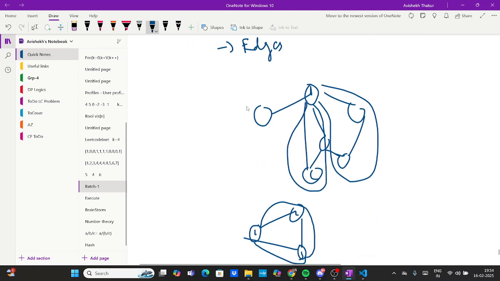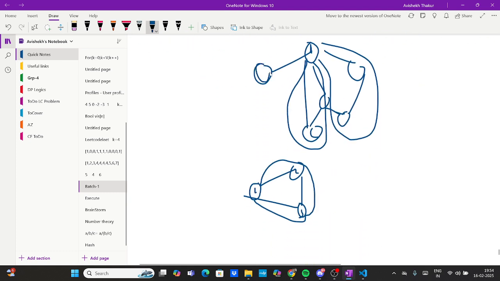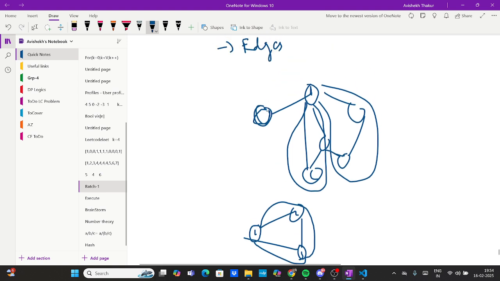Okay, now what are nodes? Nodes are these, some information or some kind of event you represent as a node.